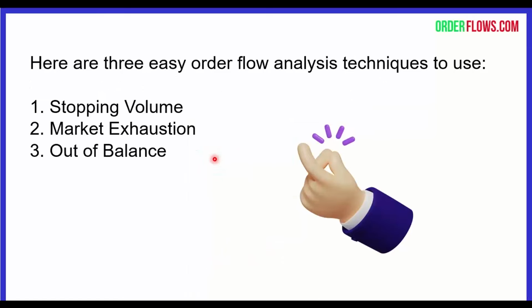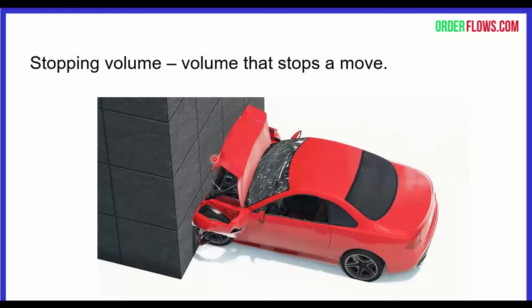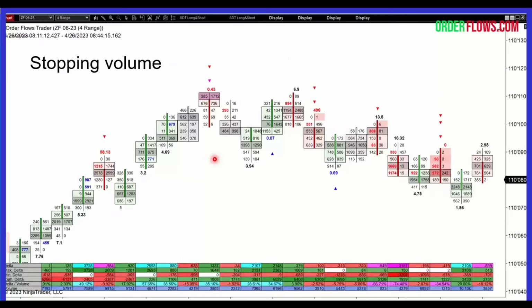So here, really briefly, I'm going to talk about three easy order flow analysis techniques you can use: stopping volume, market exhaustion, and when a market is out of balance. So stopping volume, what do you think that means? It means stopping a move, right? A brick wall is going to stop a car, and it's the same sort of thing with stopping volume.